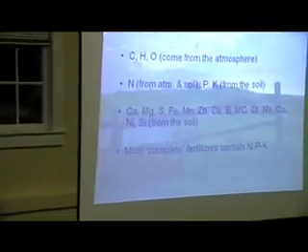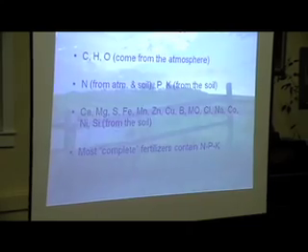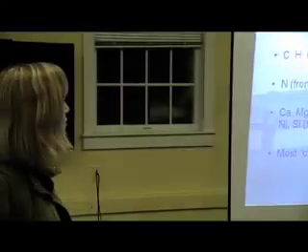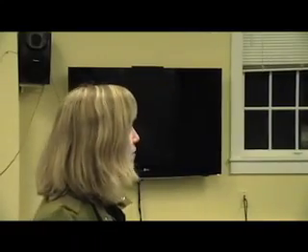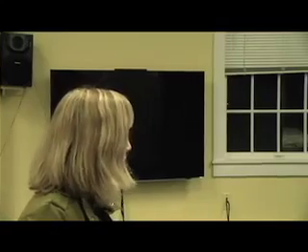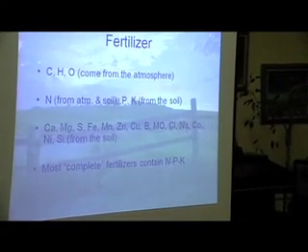Nitrogen comes from both the atmosphere, as N2 gas, and from the soil. And then phosphorus and potassium, the other two elements that plants need in a relatively large amount, come from the soil. And then the rest of these elements that you are familiar with, I'm sure: calcium, magnesium, sulfur, iron, manganese, zinc, copper, boron, molybdenum, chlorine, sodium, cobalt, nickel, and silicon. Those all come from the soil.